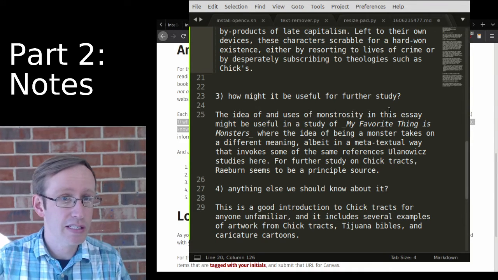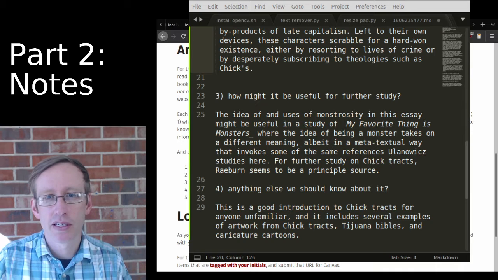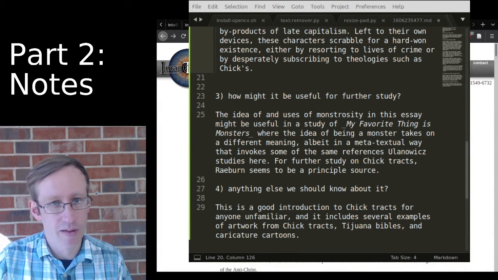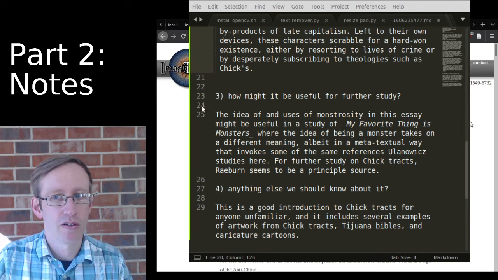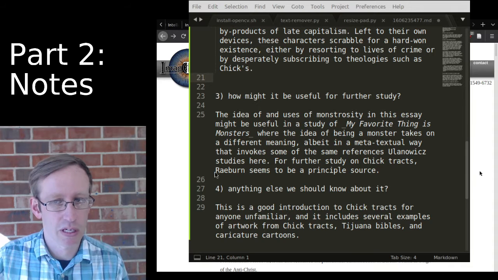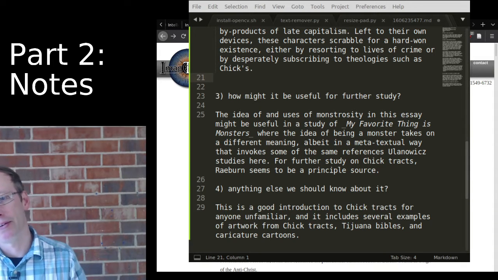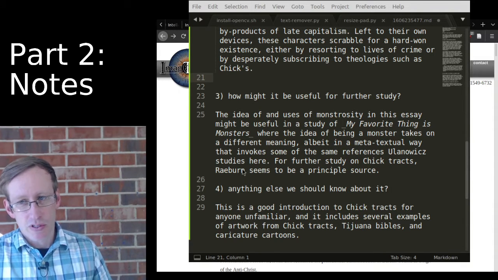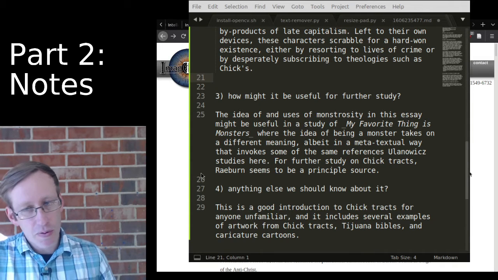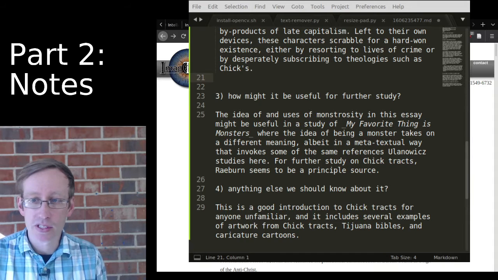I should note that this article actually comes from a special issue of ImageTexT that was all about monsters, and so you might find another article in that same issue that is similarly helpful if that's something you want to write about. And then finally, just anything else we should know about it. Basically, this is a good introduction to Chick tracts. If you've never heard of Chick tracts before, this is a good place to start, and it includes several examples.